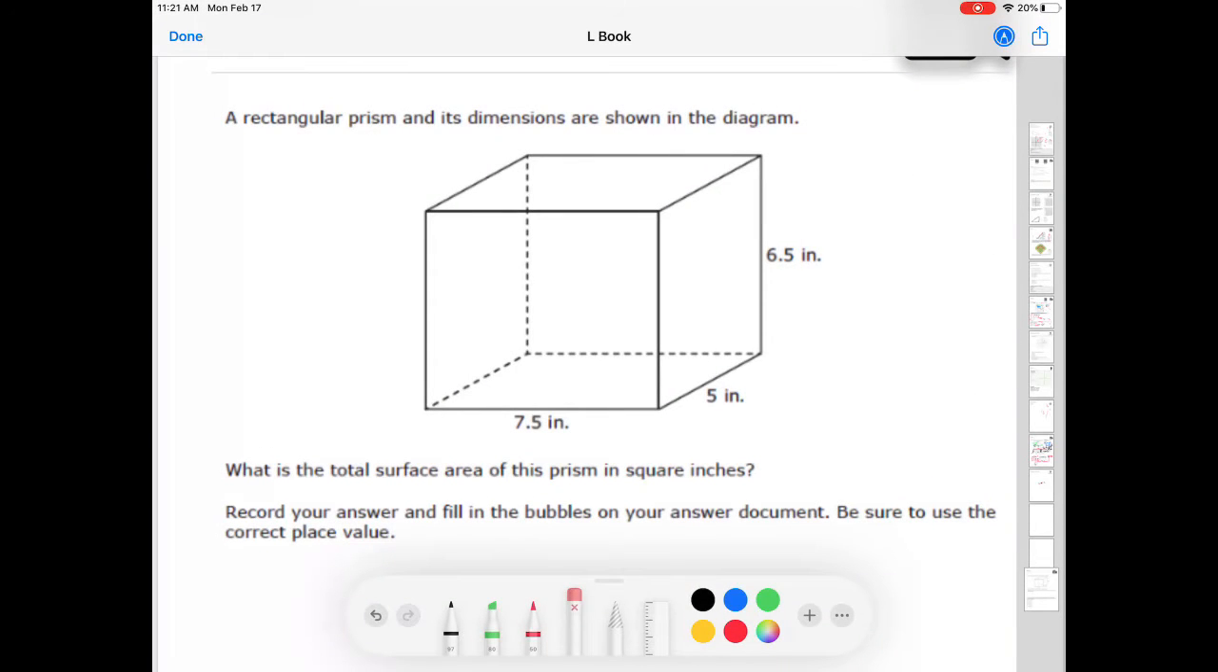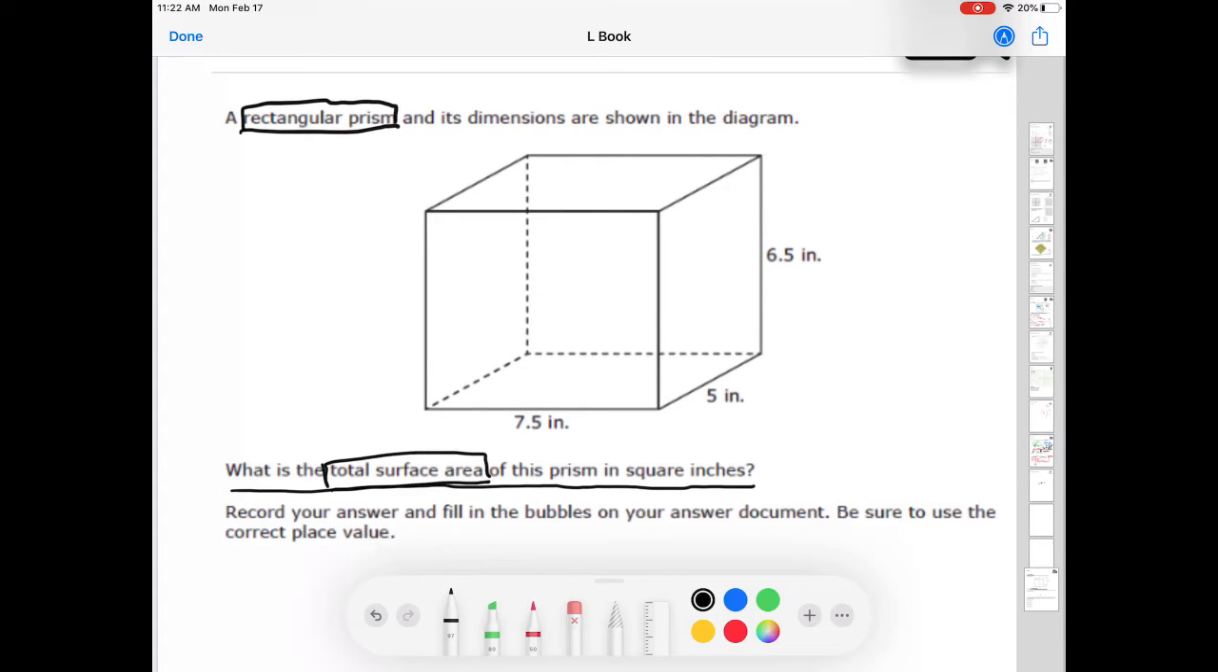Alright, we're going to go ahead and take a look at some surface area questions. The first question reads, a rectangular prism, and we're going to box rectangular prism, and its dimensions are shown in the diagram. What is the total surface area of the prism in square inches? Specifically, total surface area. So remembering back, we're going to go ahead and find our formula.